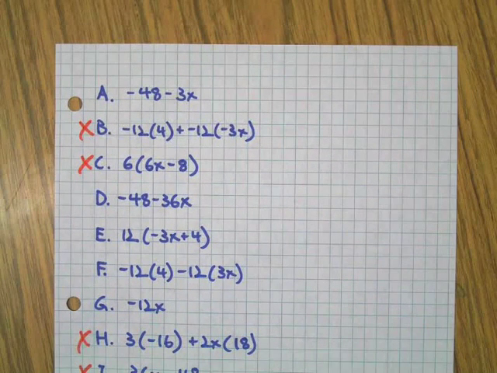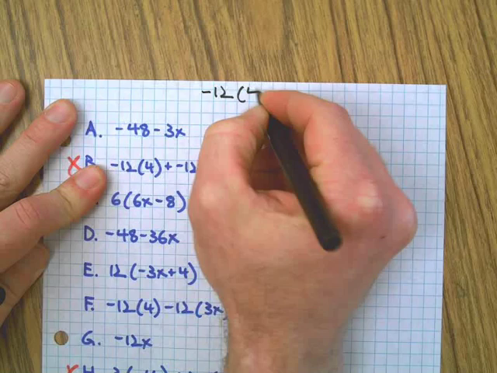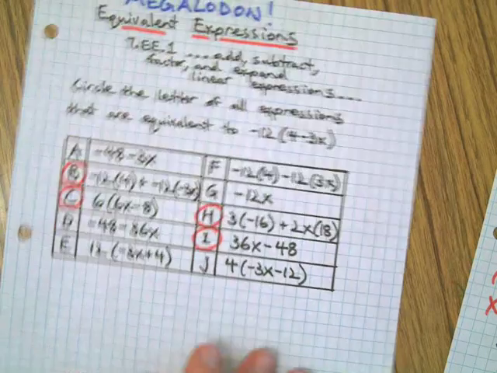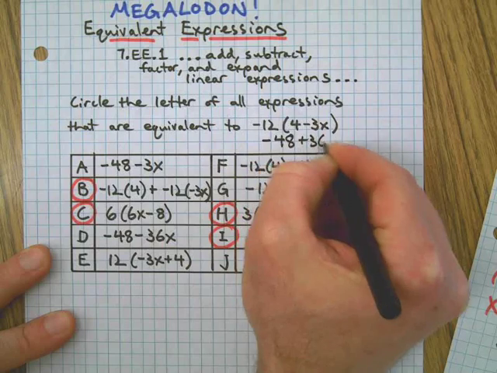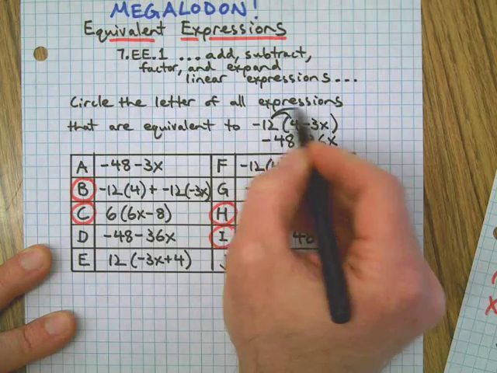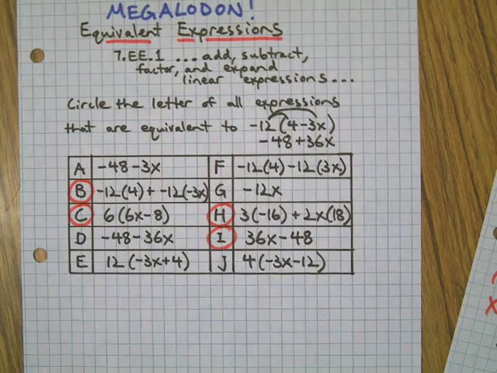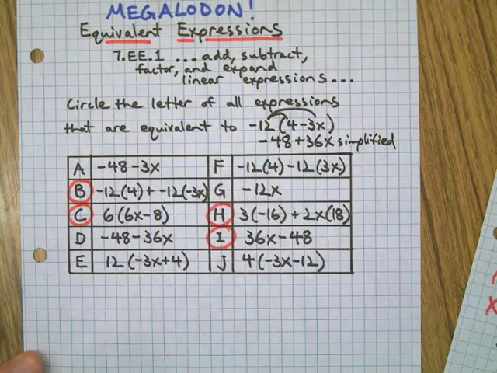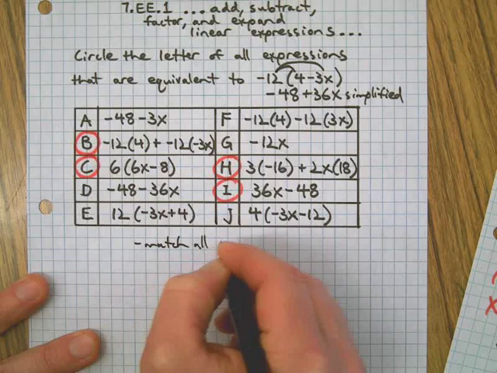But here's the strategy. First of all, the problem we were given to match to was this. Okay, I'm going to go back to the front page here. Let's explain the correct choices. If I have this all simplified, meaning I'm going to distribute by multiplication this negative 12, there's that product and there's that product, same sign, positive answer. I've got negative 48 plus 36x. That is simplified. Then I'm going to look through this table, and first I'm going to look for all the ones that are already simplified.